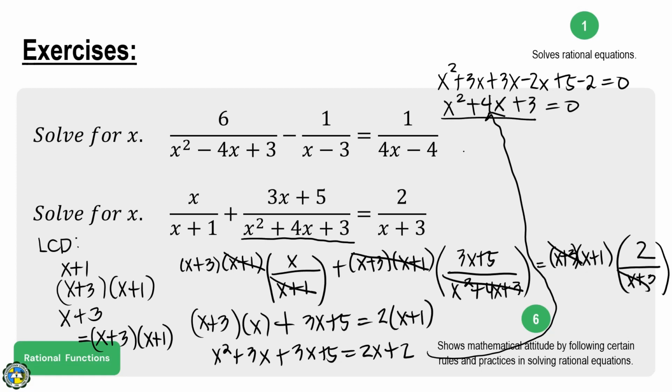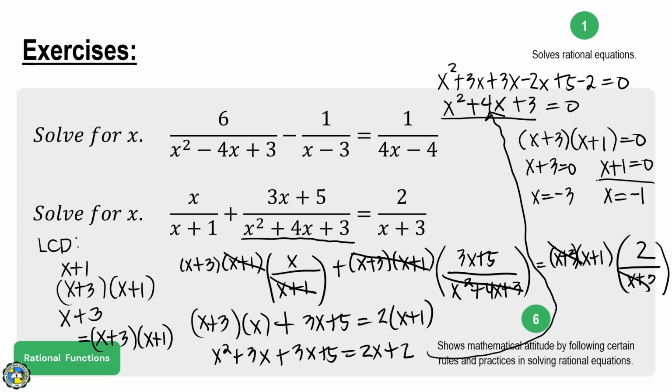So, therefore, we have to factor this out. And actually, it's the same as our second denominator here in our rational equation. So, therefore, we already have our factors, and that is x plus 3 and x plus 1. So, therefore, we have x plus 3 equals 0 and x plus 1 equals 0. And our values are negative 3 and negative 1, which would satisfy our given equation.